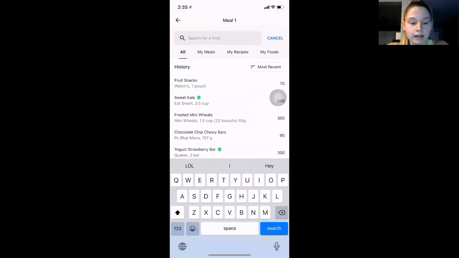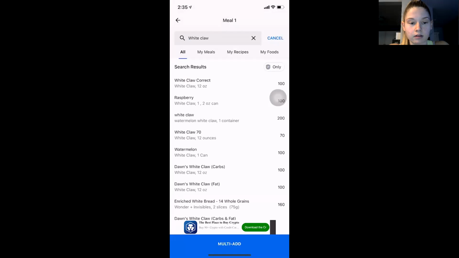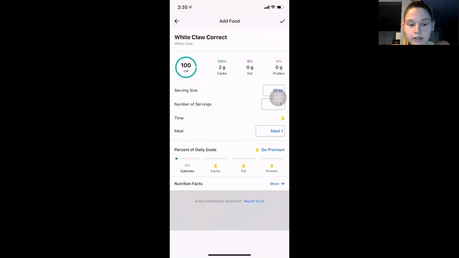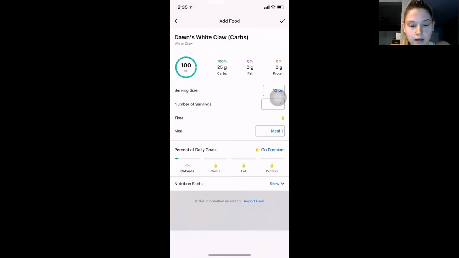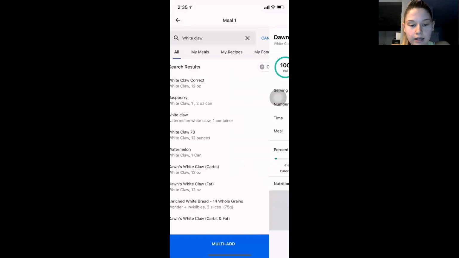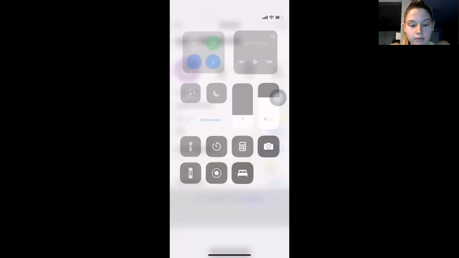And then looking at White Claws. So this first one here, it says correct. So that is the one that I had pulled up on my slide with the 2 carbohydrates. So that one is missing, obviously, all of its macronutrients. And then there should be one, yeah, see right down here. This one is strictly all carbohydrates. And then this one is strictly all fats. So that looks like it's about correct.